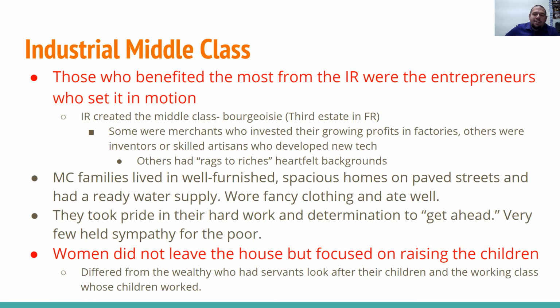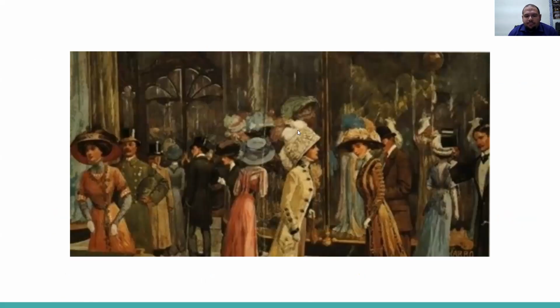They took pride in their hard work and determination to get ahead, and very few held sympathy for the poor. And women in the industrial middle class did not leave the house, but they focused on raising the children, child rearing. Enlightenment. So this differed from the wealthy because the wealthy had servants to look after their children, and the working class had to have their children work because, money.